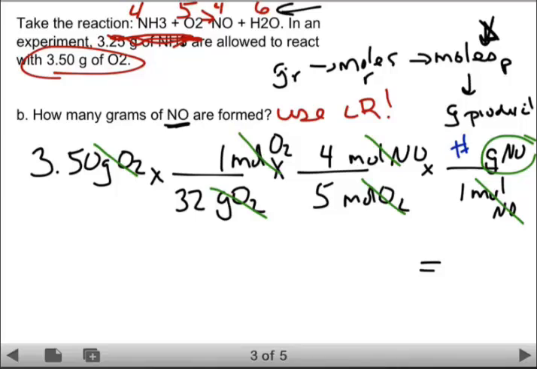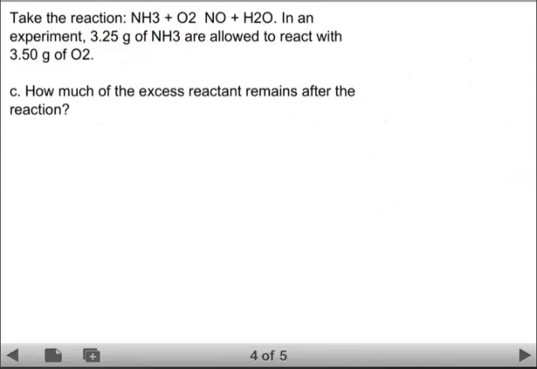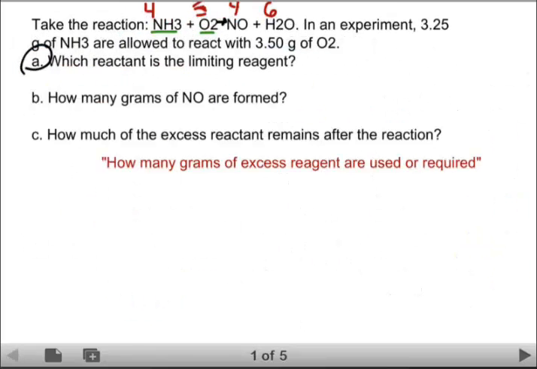So that's part B. The last part is, I think, the part that is the most cumbersome to you guys: finding out how much excess remains after. If we go back to the first page here, essentially what this part of the problem is asking is how many grams of the excess reagent are used or required. Okay, so if you didn't have to figure out if this was limiting or excess, you would already know how to do that. You've done problems like that before.